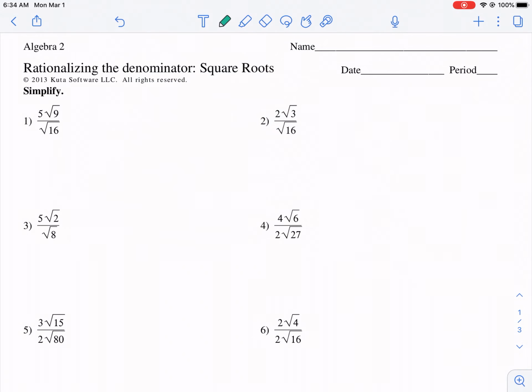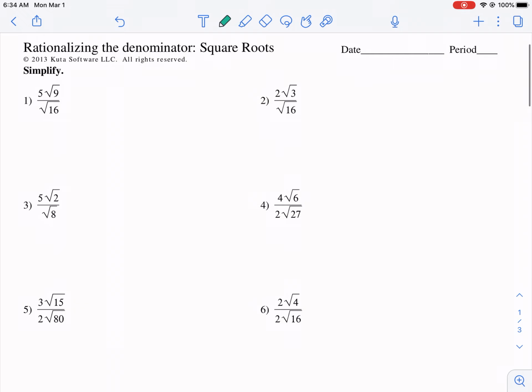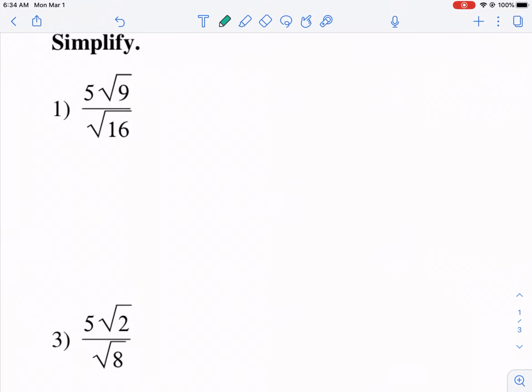We are rationalizing the denominator, square roots. You're going to see this in Algebra 1, Geometry, Algebra 2. So let's go ahead and introduce the basics of this with number 1.